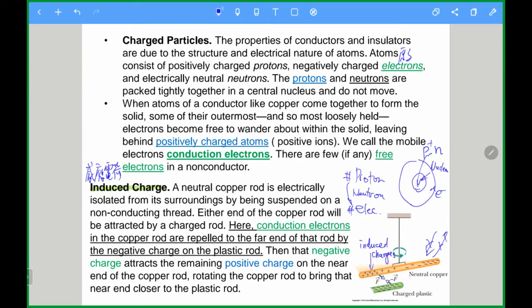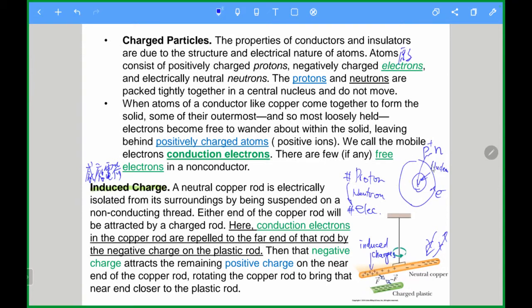Induced charges. Of course, the total charge amount should be zero. So on this side we have positive induced charge. On the other end we will have negative induced charge to balance the total charge amount to be zero.